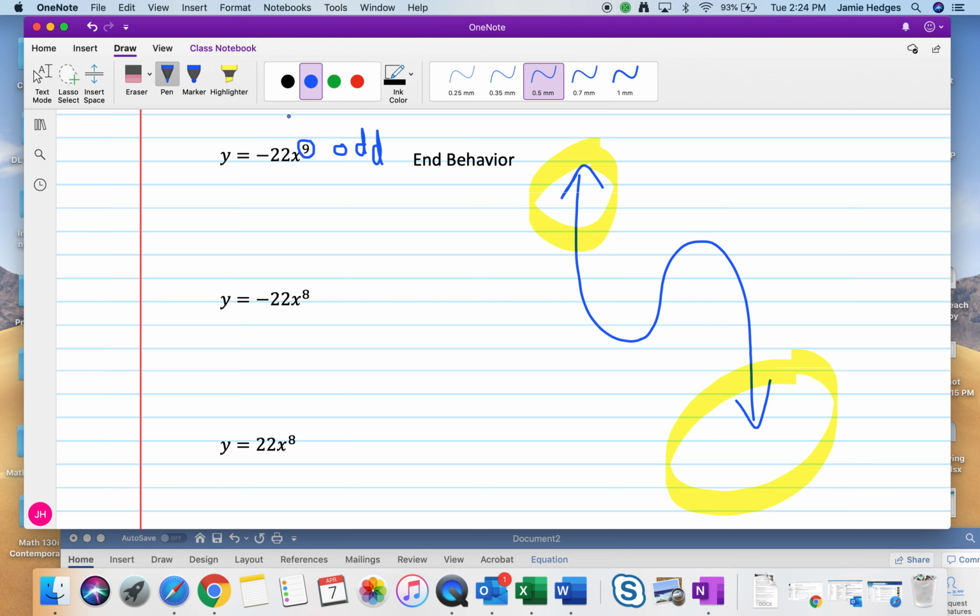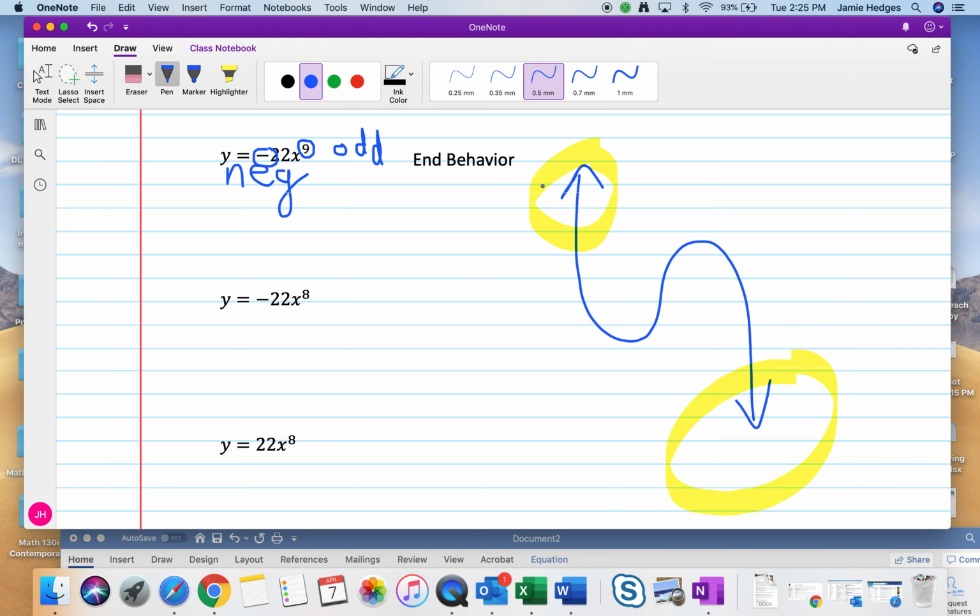Now, the second thing I need to look for is this number out front. It is negative because it's negative 22. That means that my graph should be going down, and we read left to right. This isn't the exact picture of negative 22x to the 9th. I just drew a little scribble.